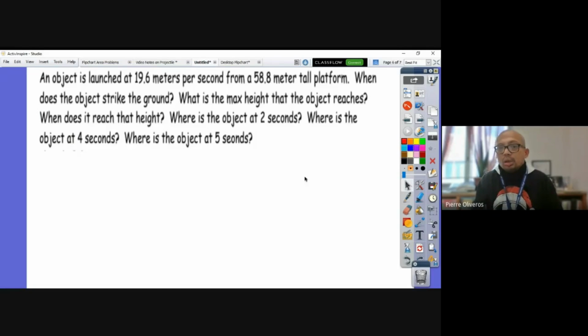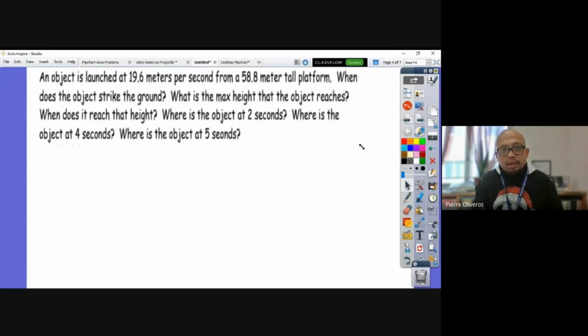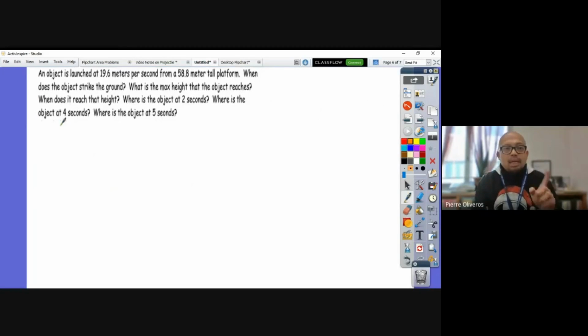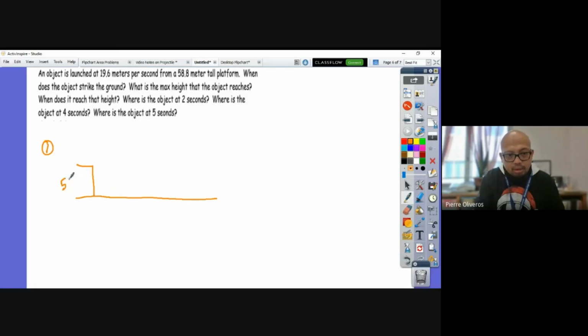So this is a good problem, okay? There are a lot of things that are related here. As always, we will make an illustration as our first step in solving this problem. So we have a platform here, and the height of the platform is 58.8 meters.